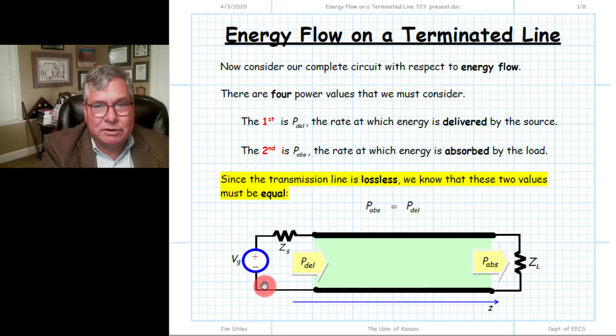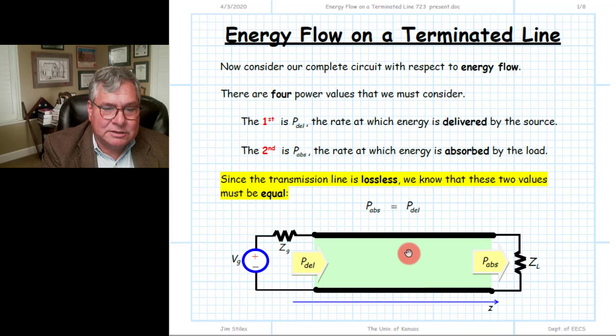power that is delivered from the source. The source delivers energy at a certain rate. We call this delivered power, and so we can think of this as the rate of energy flowing out of our source. Likewise, on the other side, there is a power that we define as the absorbed power. This is the rate at which energy is flowing into the load, being absorbed by the load.